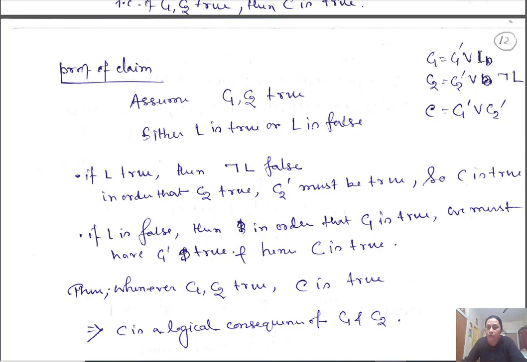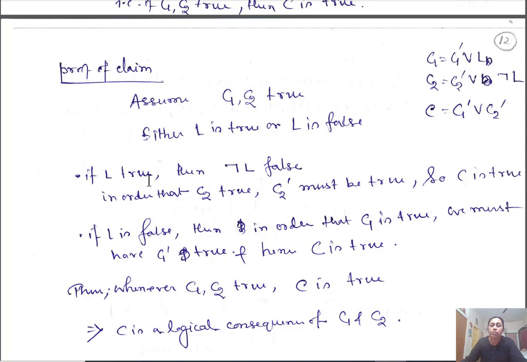C1 is C1 prime or L. C2 is C2 prime or negation of L. And C is the resolvent of C1 and C2, which is C1 prime or C2 prime. Assume C1 and C2 both are true. My claim is C is also true. Now this L may be true, may be false.